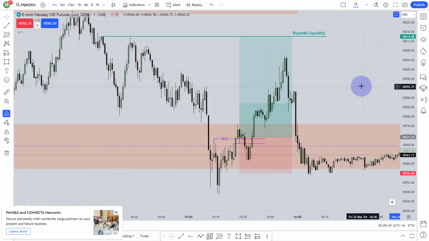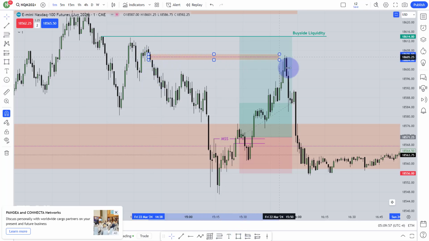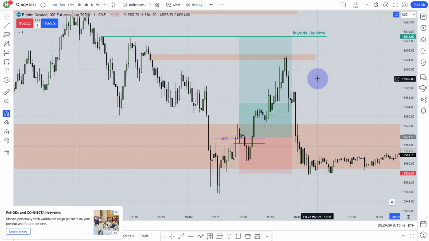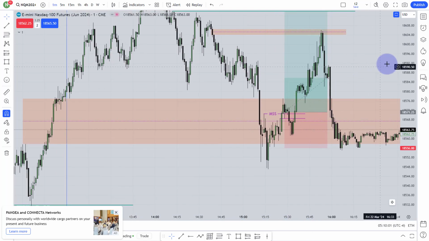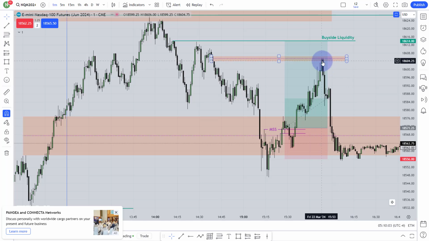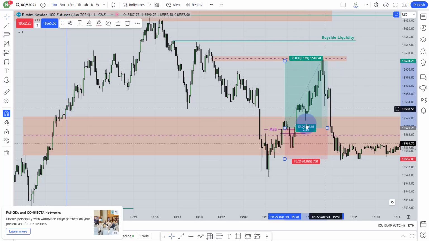At the same time, I'm going to take a partial just below that buy side liquidity, at the last fair value gap. So here is my last fair value gap. I have to take a partial at that last fair value gap. So this is my entry, and you can see it gave me the partial. If you go until here, it's gonna be near about 33 handle. Not bad. 1:2 risk to reward ratio.